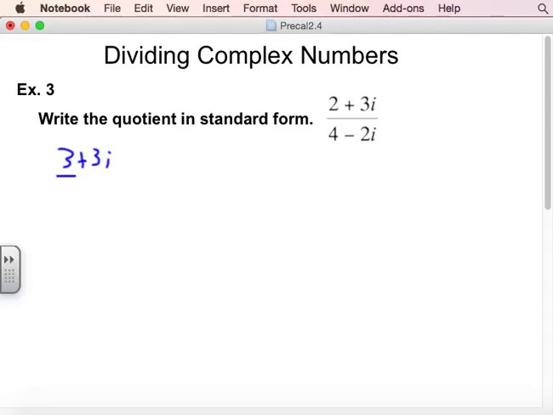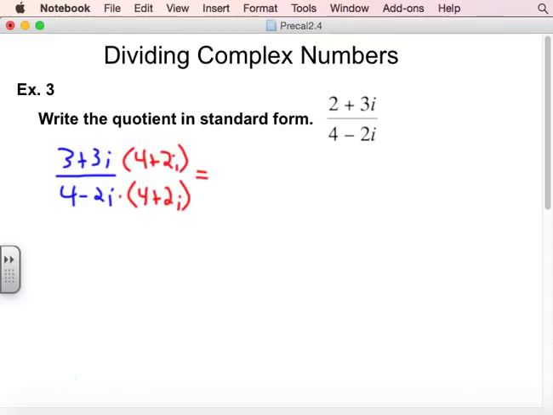So I've got 2 plus 3i over 4 minus 2i. So what you want to do is figure out what's the conjugate of the denominator. 4 minus 2i. The conjugate of that is 4 plus 2i. The same terms, but you just change the sign in the middle. Multiply by that on bottom, and multiply by that on the top. Okay, so let's go ahead and take care of the top.